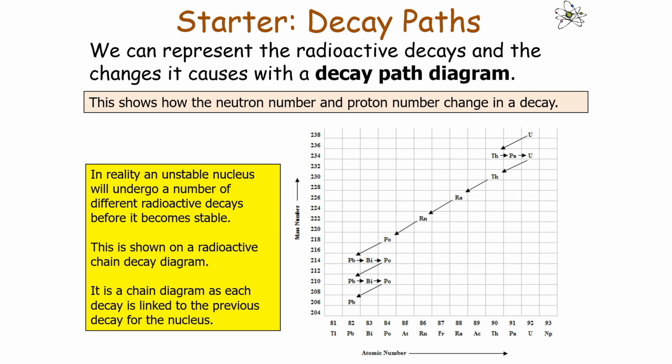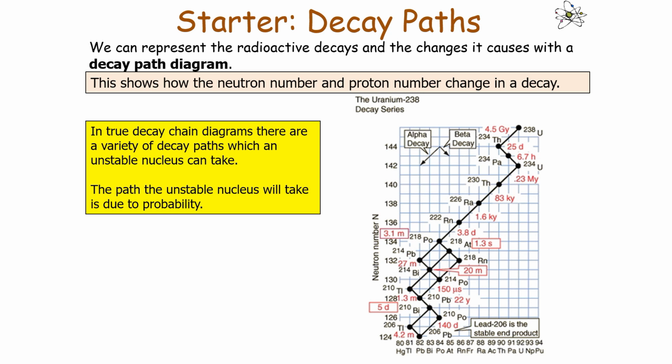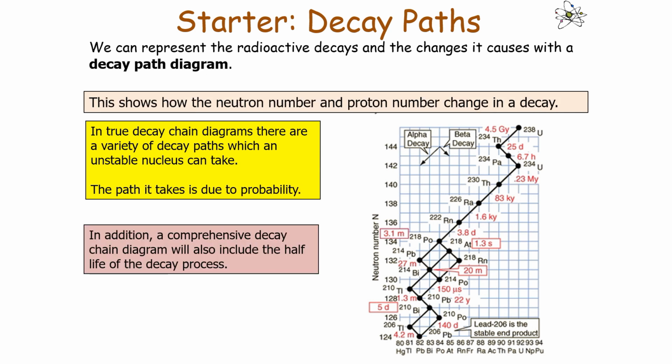It's also interesting to note that in a true decay chain diagram, there are a variety of decay paths which an unstable nucleus can take, and the path the unstable nucleus will take is down to probability. In addition, a comprehensive decay chain diagram will also include the half-life of each decay process, as seen in this diagram on the screen now.